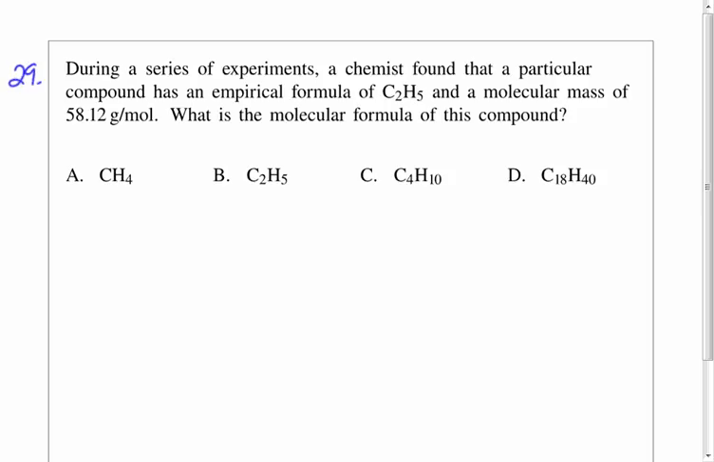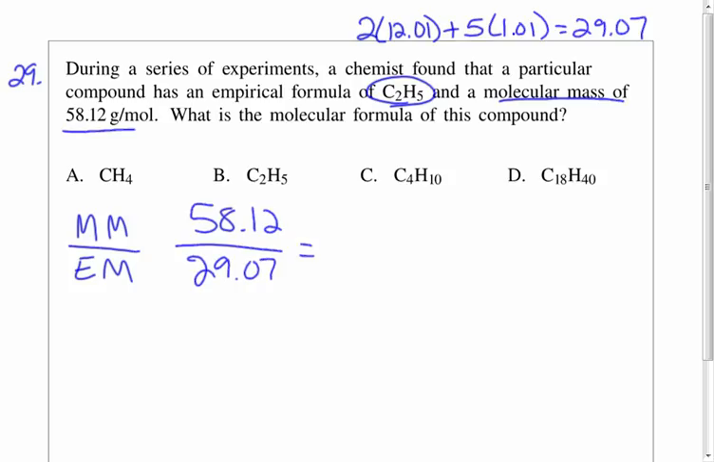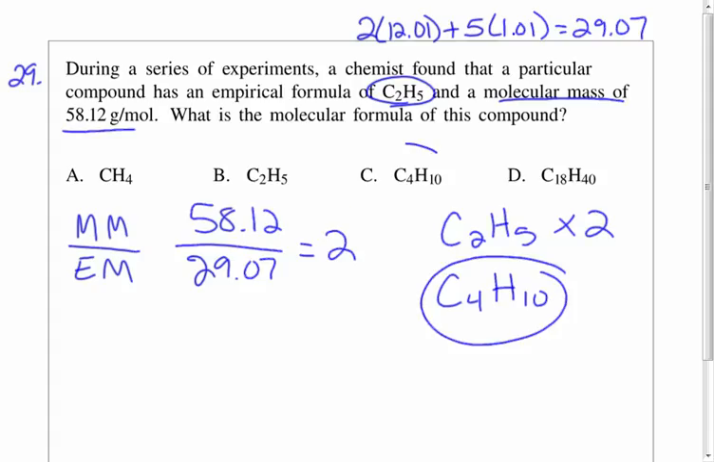29, we have an empirical formula. We have a molecular mass of 58.12. Molecular mass over empirical mass. 58.12 over 2 carbons and 5 hydrogens. We get a total of 29.07 here. When we divide those, really close to 2. Take your empirical formula times 2, you get 4 carbons and 10 hydrogens. That would be choice C.